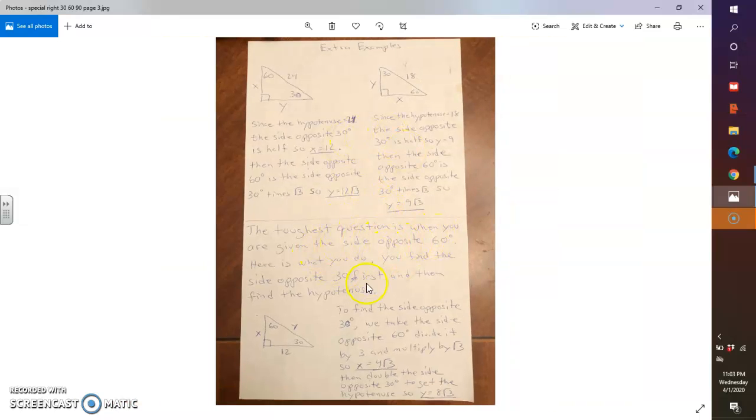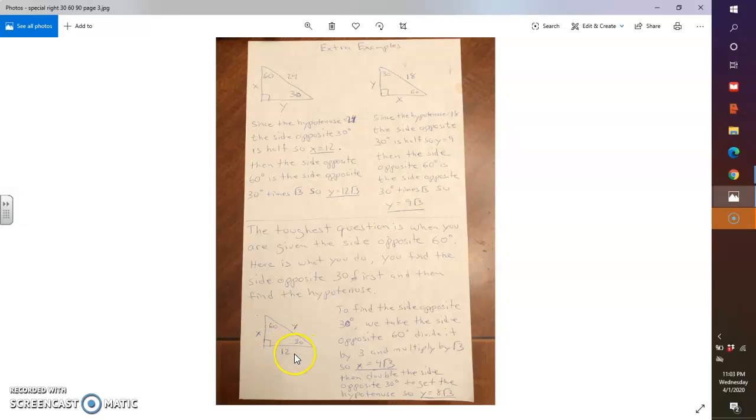Now the toughest question is, we've covered given the side opposite 30 and the hypotenuse. But what do you do when you have the side opposite 60? I'm going to give you the shortcut. You're going to divide by 3 and multiply by root 3. So when you're given the side opposite 60, once again, I want to find the side opposite 30 first, then I'll do the hypotenuse. If I'm given a side opposite 60, I'm going to divide it by 3 and then multiply it by root 3.